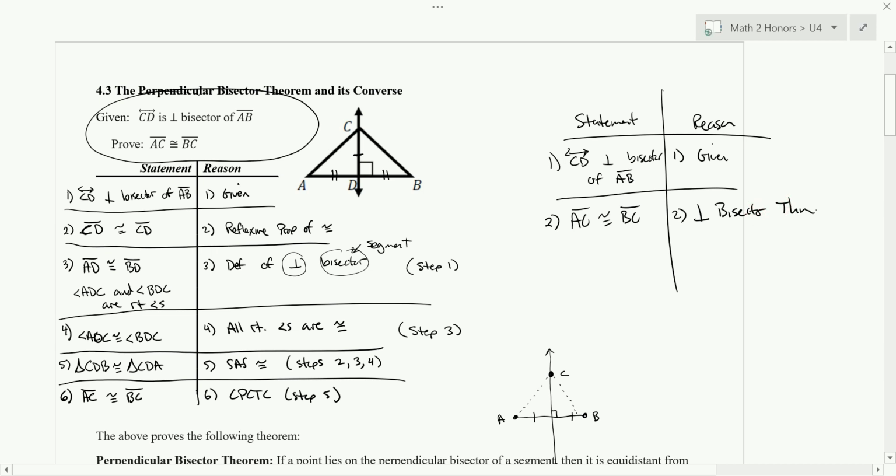So instead of having a 6-step proof, I can reduce it to a 2-step proof. All right? Which saves you a little bit of time.